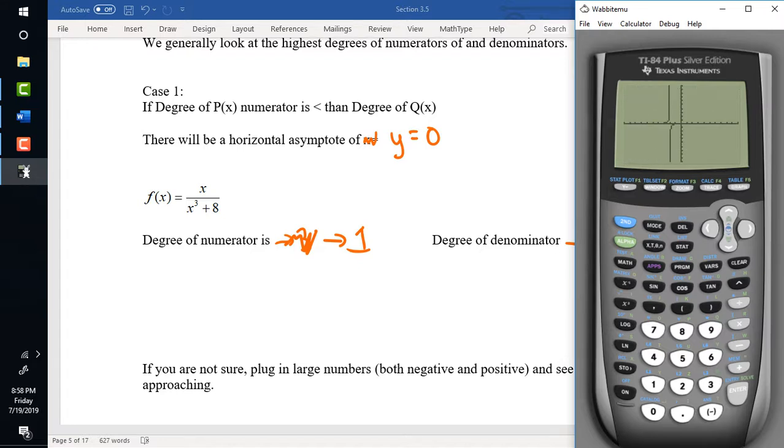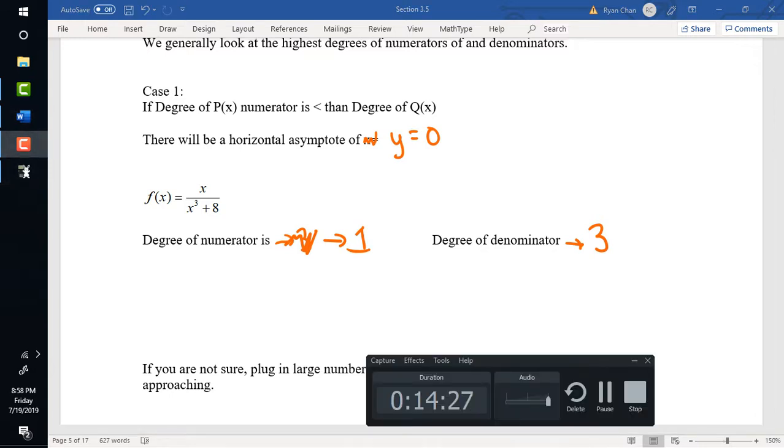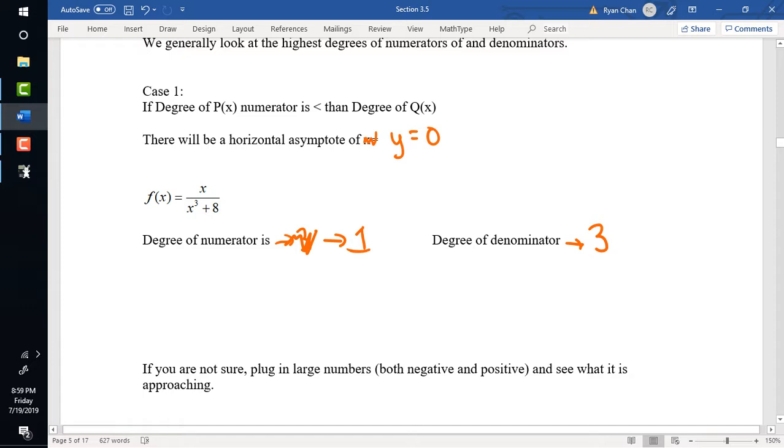So yeah, you can see that it's flattening out for the following here, okay? One thing too is if you're not sure, you can plug in large numbers. So for example, what happens when x is 10, right? It'll be 10 over 1,008. That's really tiny. If I plug in 100, I'll get 100 over 1,000,008. So it's going to get smaller and smaller as my x value gets larger in both directions. Okay, so let me show you the second case right here.